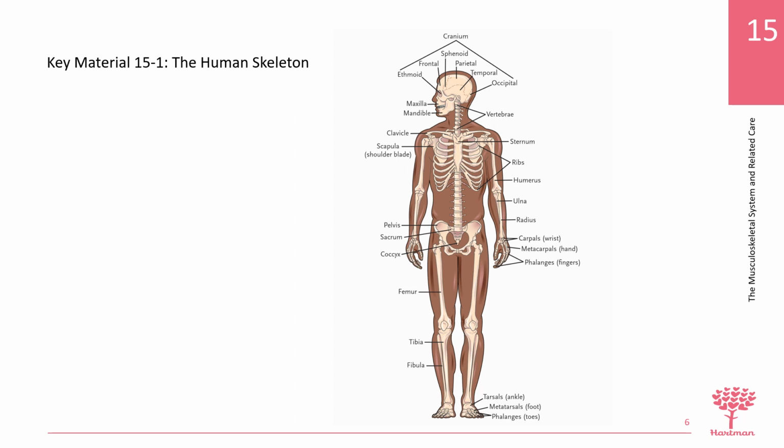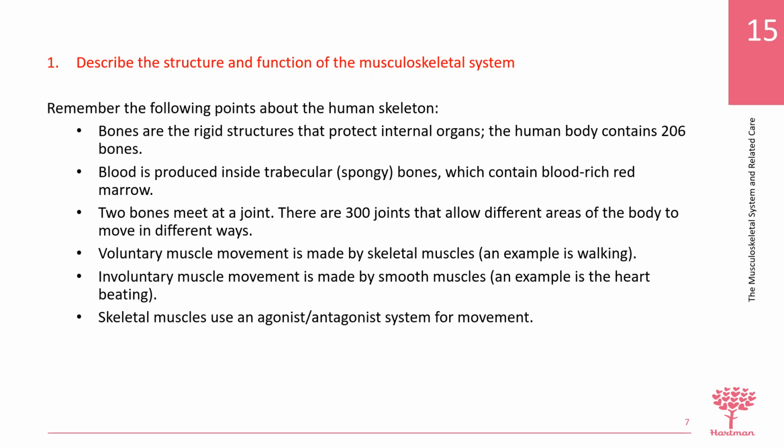So this is a picture of the human skeleton. And so here are some points to remember as it relates to the human skeleton. Bones are the rigid structures that protect internal organs. The human body contains 206 bones. We do not expect for you to know all of those bones. Blood is produced inside the spongy bones or the trabecular bones, which contain blood-rich red marrow. Two bones meet at a joint. There are 300 joints that allow different areas of the body to move in different ways.